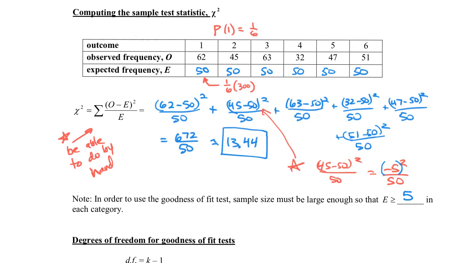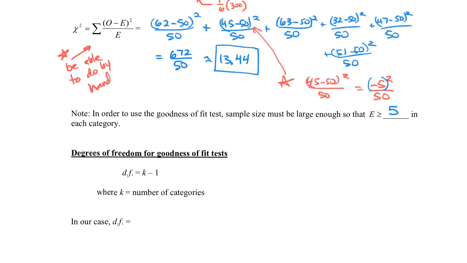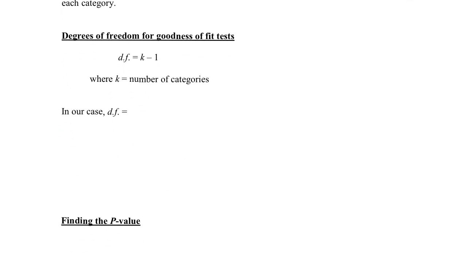Okay, so we've got our chi-square, 13.44. We need to figure out our degrees of freedom for the goodness of fit test. Well, degrees of freedom always seem to have this n minus 1 formula, and this is no exception. Degrees of freedom is k minus 1. In this case, k is the number of categories. So for us, we have a 6-sided die, so k is going to be 6 in our case, right? There's 6 outcomes, so k equals 6. So degrees of freedom equals 6 minus 1, which is 5 degrees of freedom.